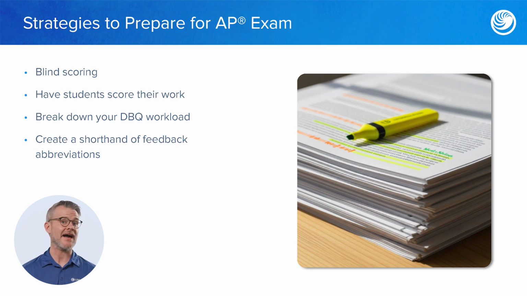Here's a DBQ hack. Have students highlight their thesis, outside evidence, and document usage each in different colors. By the time you sit down to grade on a Sunday night, most of the work is already done. And if you can, take a class period to walk your students through scoring a DBQ together. By the time your students write their second full-length DBQ, it will take you way less time to score.